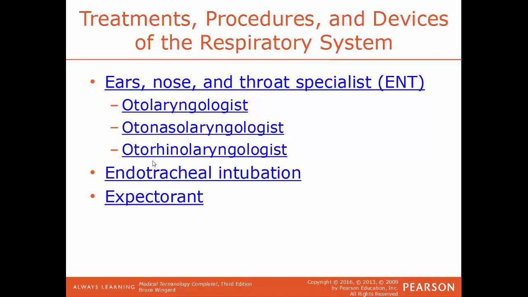Our next term, endotracheal intubation. This is a medical procedure where a tube is inserted inside the trachea in order to help the patient breathe. So when someone becomes intubated, this is what that is referring to. The formal name for that procedure is an endotracheal intubation. And last term here, expectorant.